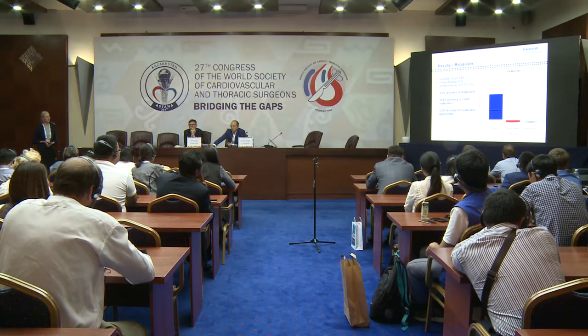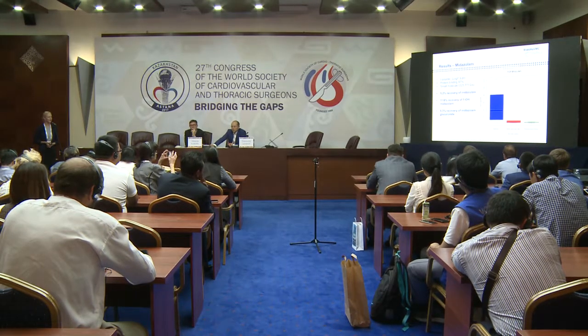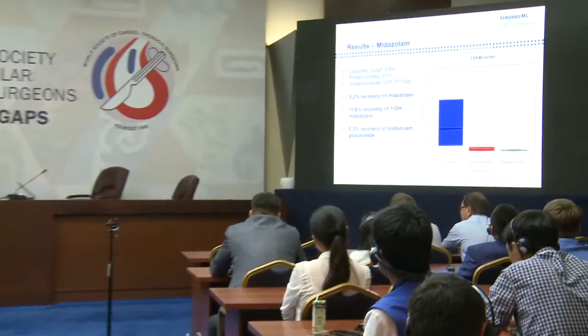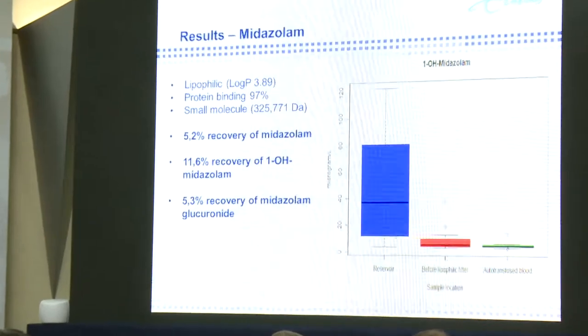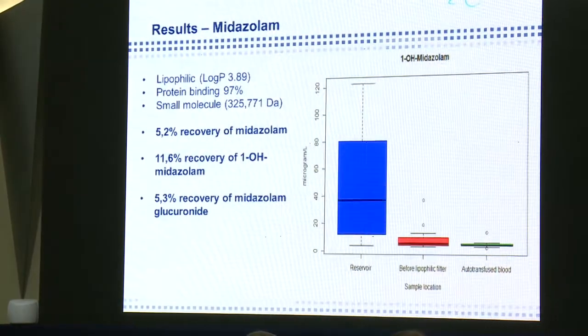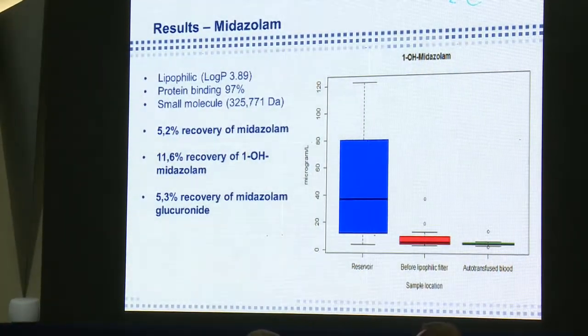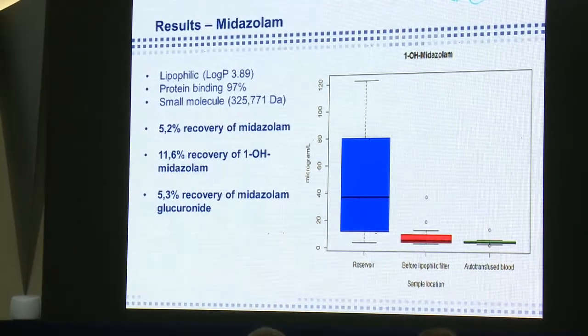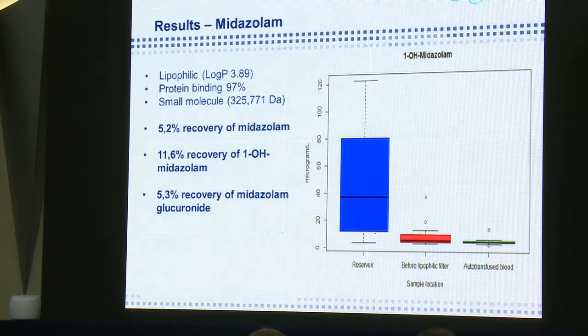These are our results for midazolam. We have also measured the active metabolites of midazolam, namely the 1-hydroxymidazolam and midazolam glucuronide. These, especially the 1-hydroxymidazolam, is as biologically active as midazolam is, so for clinical purposes we thought it would be very useful to know. 1-hydroxymidazolam is also a lipophilic drug, but a little bit less than midazolam with a log P of 2.7.